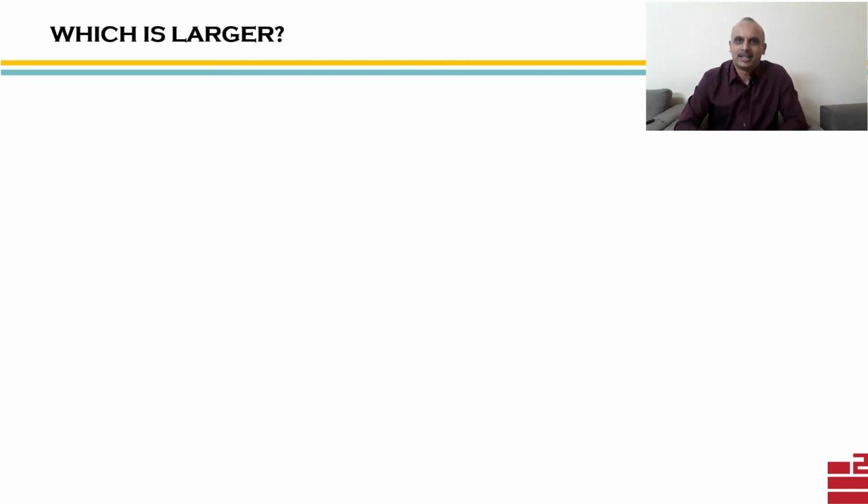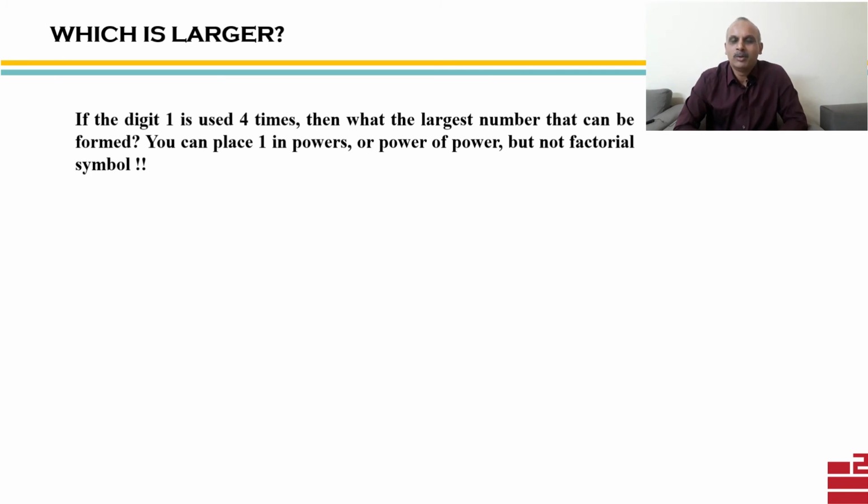Okay, one more variation. Now this time I am going to use the digit 1 4 times. And now tell me which of them is the largest. So we can again form all possible 8 such numbers. Instinctively, some of you might feel that the answer is either 1 to the power 1 to the power 1 to the power 1 or 1 to the power 1 to the power 11.